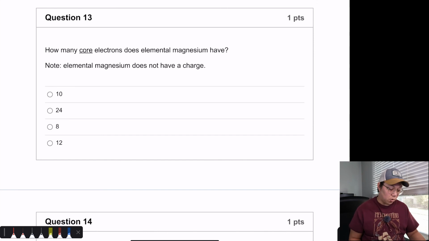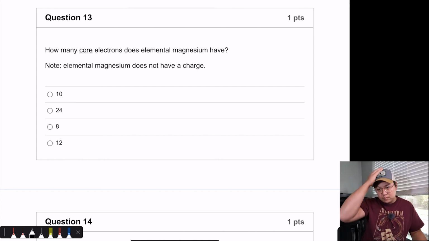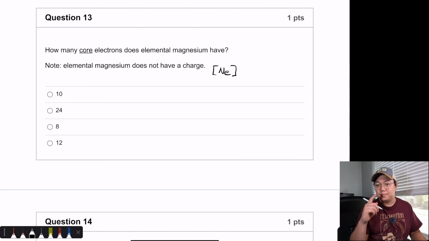Question 13. How many core electrons does elemental magnesium have? Just wanted to note here too that elemental magnesium does not have a charge, which would change your answer, because electron configurations are based on the number of electrons. So there's two ways that you can do this. You could, as I just noted in the question before, write out an electron configuration for neon, or just look at neon's electron configuration, because those are going to be the core electrons for magnesium. Since neon is the noble gas in the period, right, row 2 above magnesium.